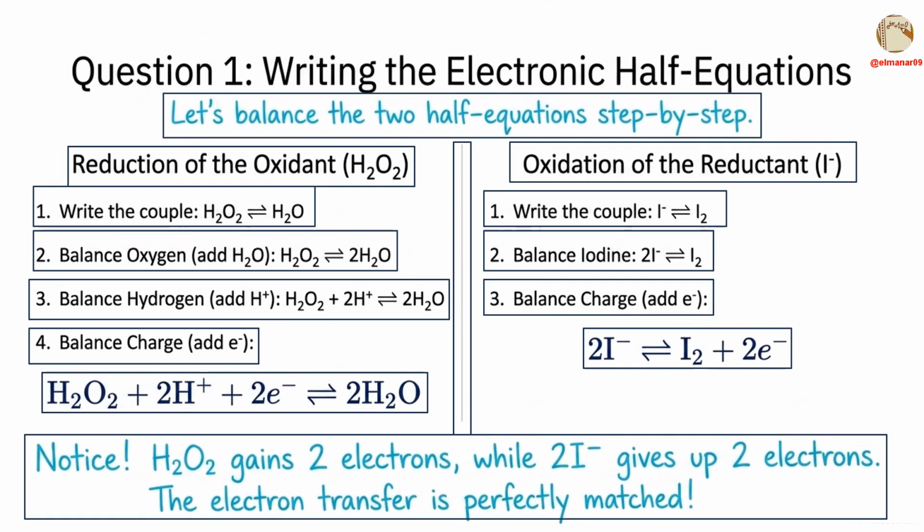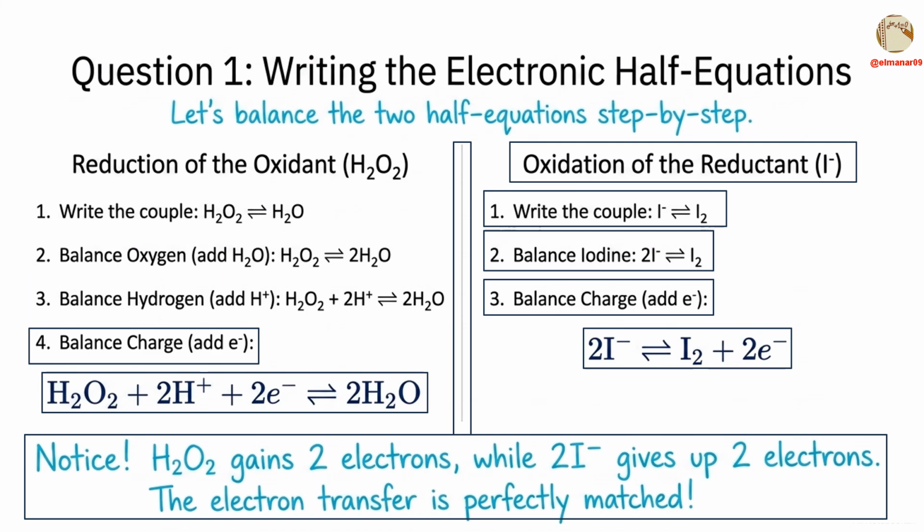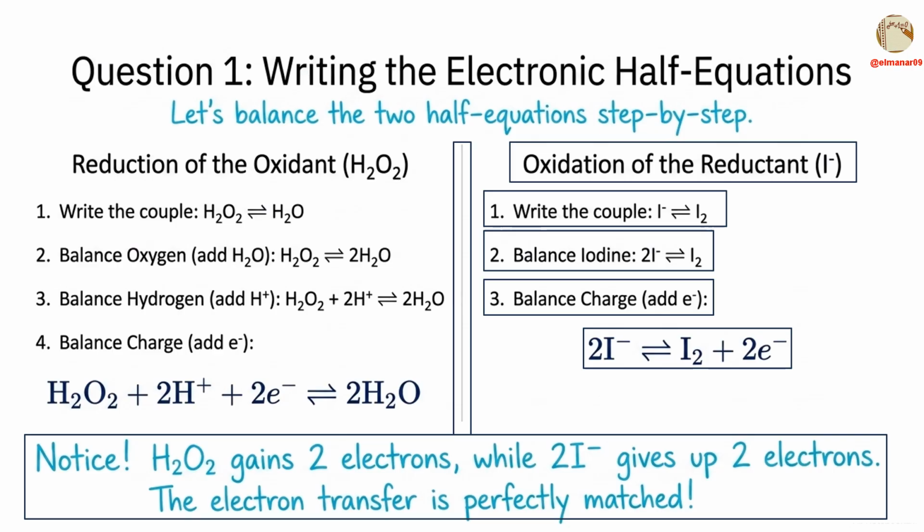Great job so far! Now, let's write the script for our reaction using electronic half equations. We balance them step by step to make sure nothing is lost. For the reduction of our oxidant, H2O2, we follow a precise ritual. First, we write the couple. Second, we balance oxygen by adding water, H2O. Third, we balance hydrogen by adding H+ ions. And finally, we balance the electrical charge by adding electrons, e-. This gives us H2O2 + 2H+ + 2e- = 2H2O.